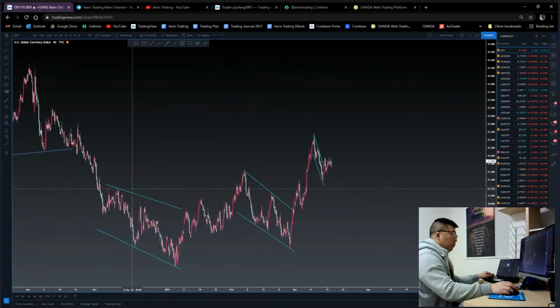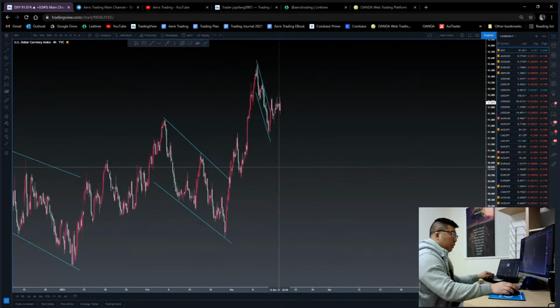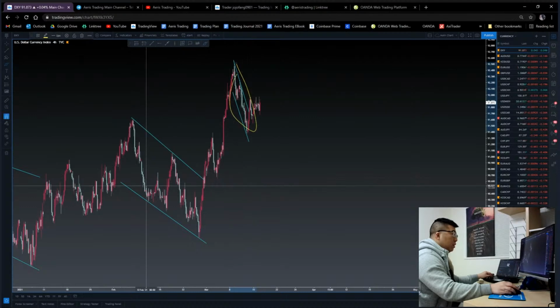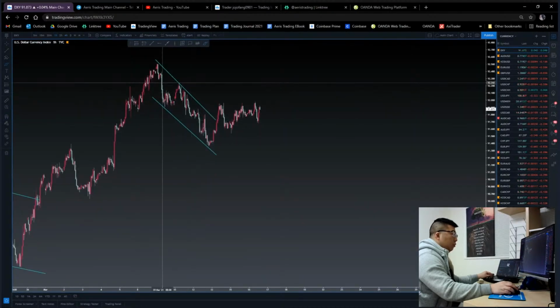On the lower time frame, we have this kind of channel structure. We push up, another correction, we push up again. Is this going to be some sort of continuation? Well, we're waiting for what happens in this last bit of the price here. Can we get some sort of correction here?